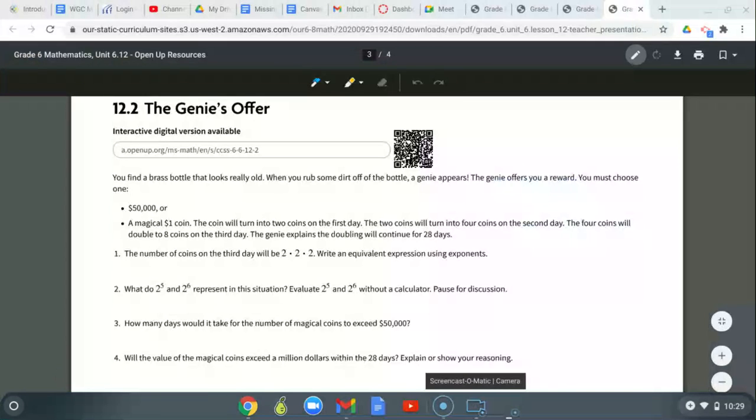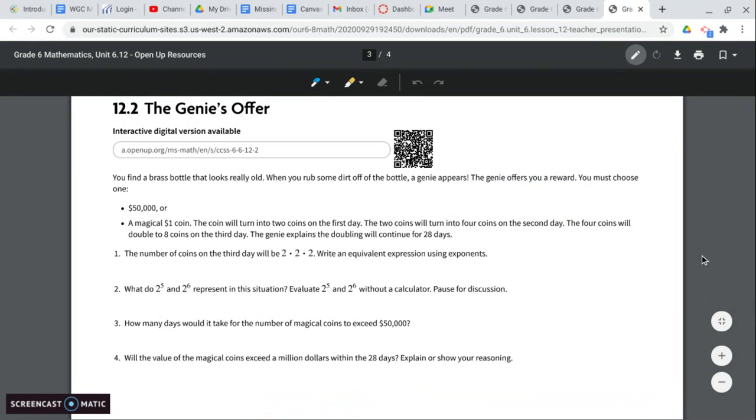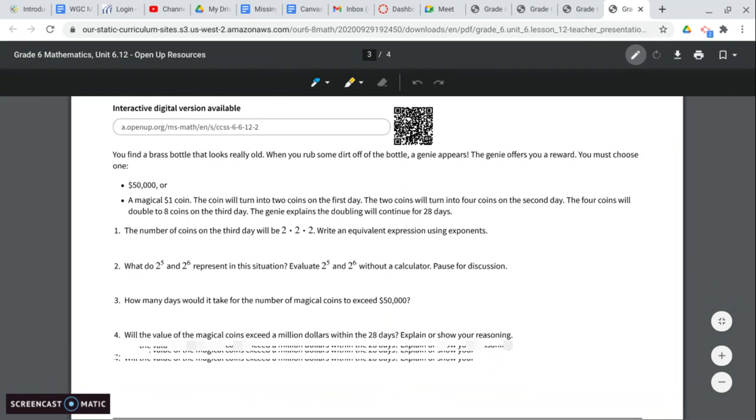All right, so what we're looking at here, the genie's offer. You find a brass bottle that looks really old. When you rub some of the dirt off the bottle, a genie appears. The genie offers you a reward. You must choose one: $50,000, or a magical $1 coin.